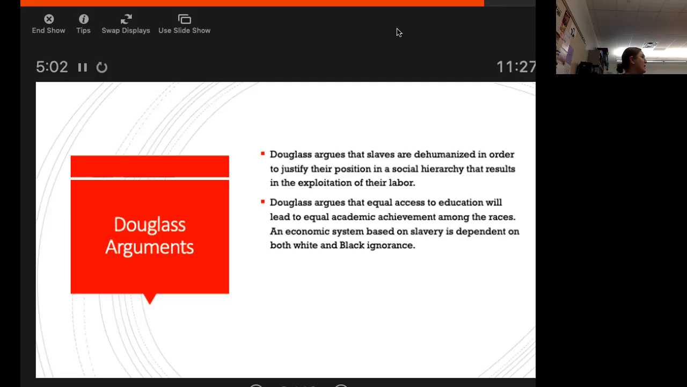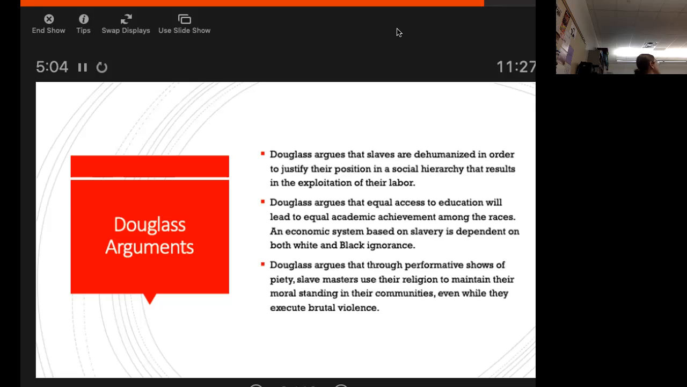Okay, I'm going to show you mine now. It says Douglas argues that through performative shows of piety, so basically virtue signaling, slave masters use their religion to maintain their moral standing in their communities, even when they execute brutal violence. So I'm talking more about exactly what they are justifying and how they're performing that justification.